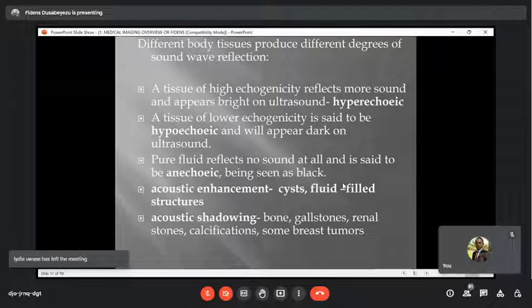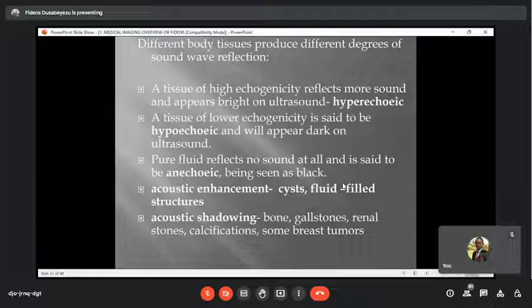I call it hypoechoic. You remember, hypoechoic and anechoic are a bit different. Anechoic is used for pure fluid. There is nothing blocking my sound waves. Everything is passing through. Nothing is coming back to my probe.